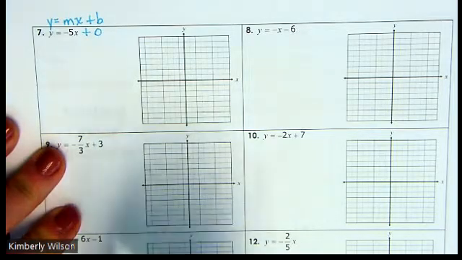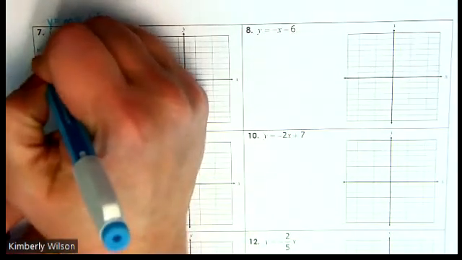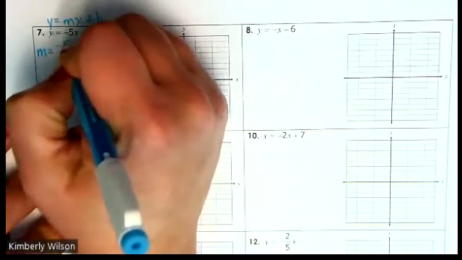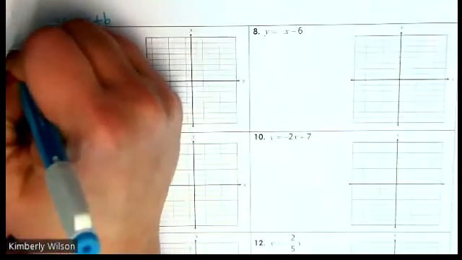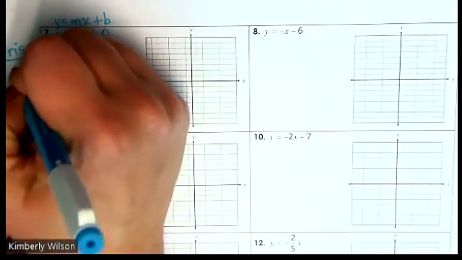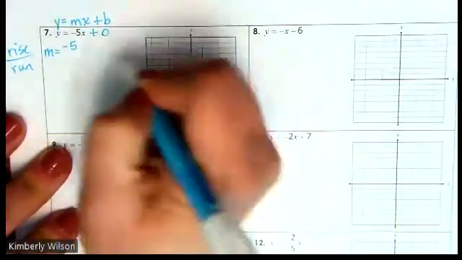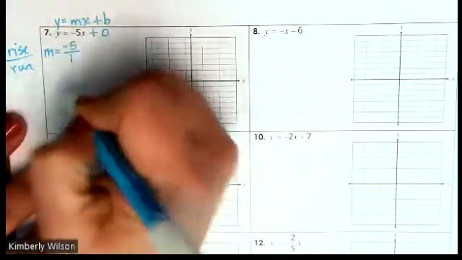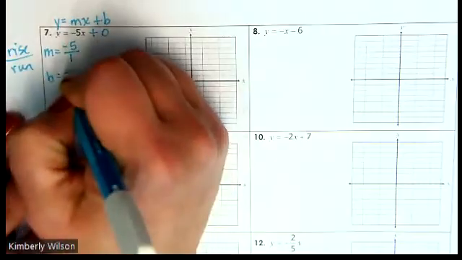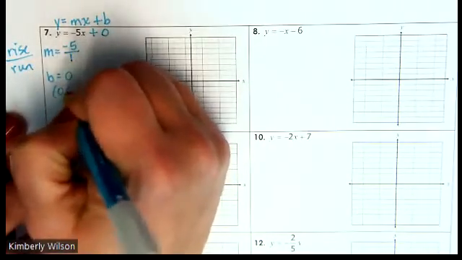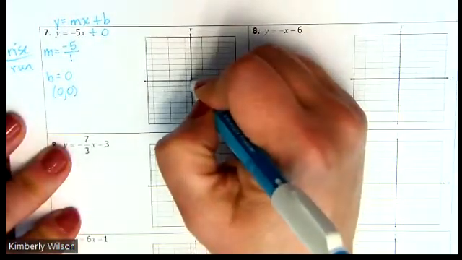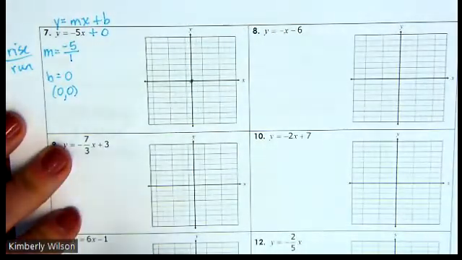We always simplify completely. So my slope is -5. Now remember, we want our slope to be rise over run, so I have to make this a fraction. So I'm going to do -5 over 1. My y-intercept is 0, so that's going to be the point (0, 0). Plot that point, and now I use my slope.